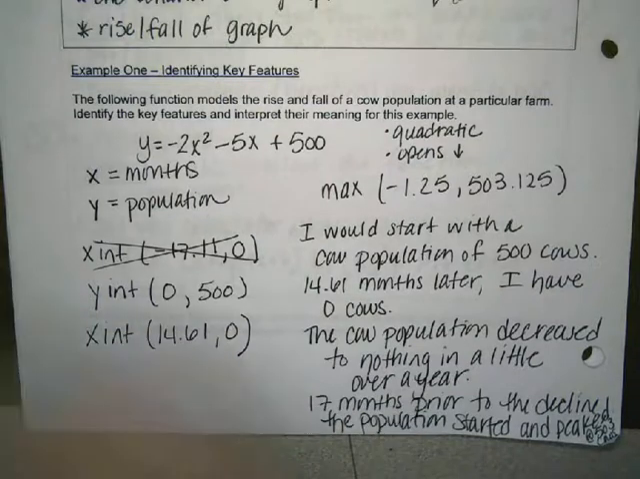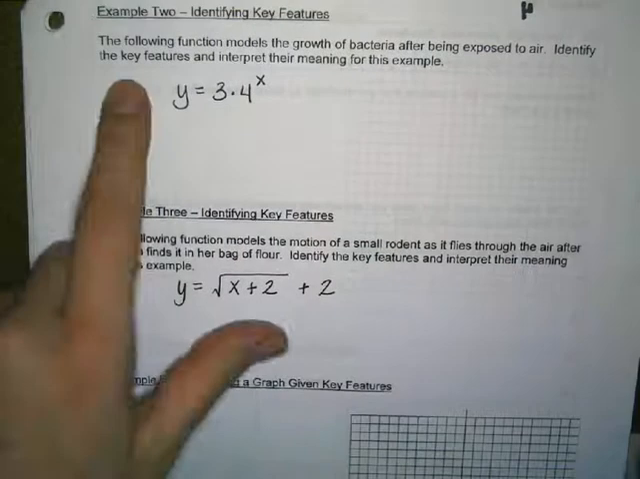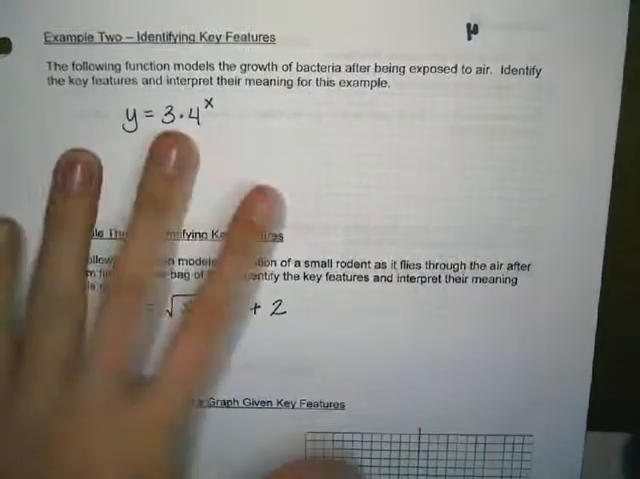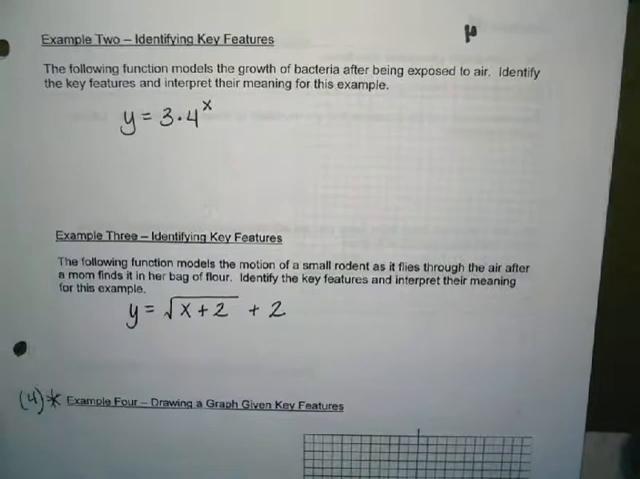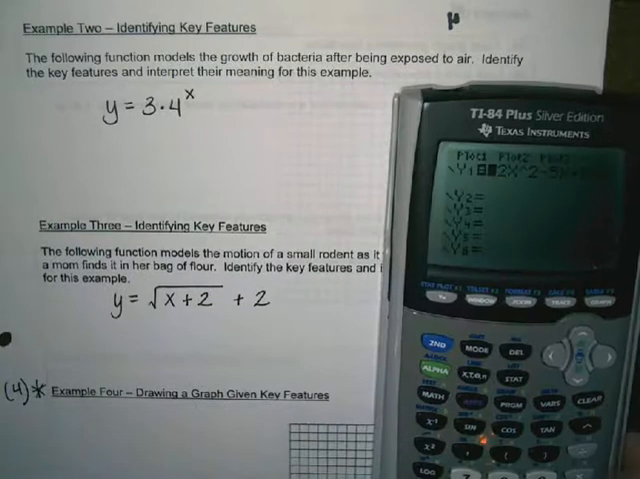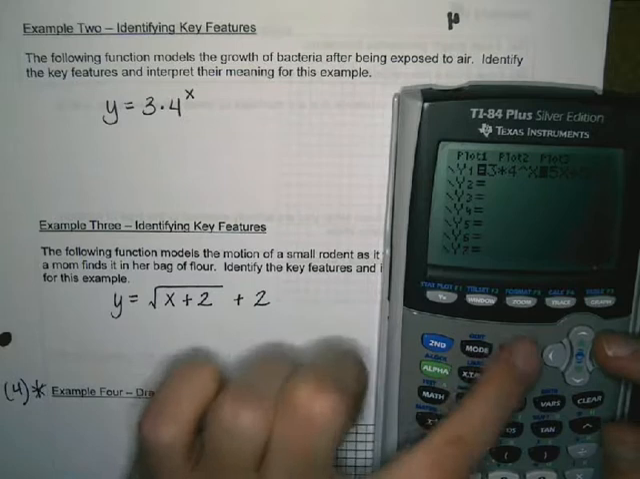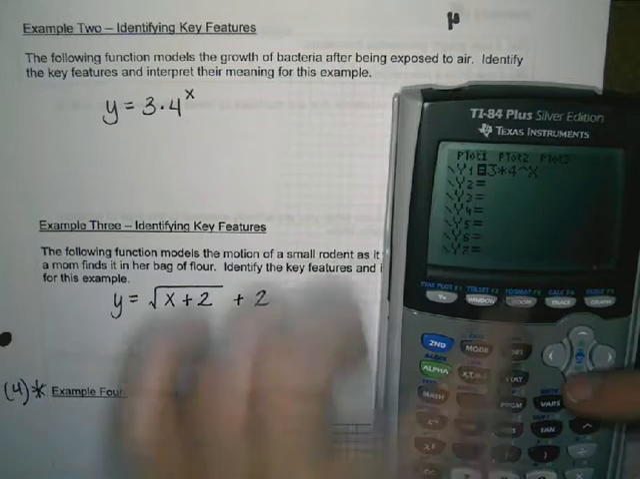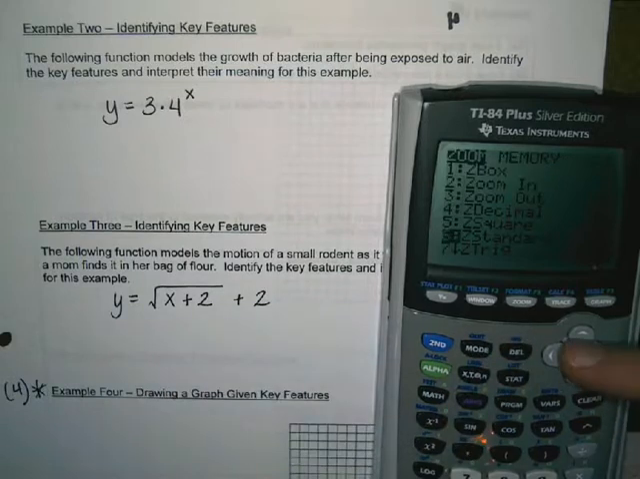Okay, let's start at example 2. Go ahead and flip. For example 2, we're going to go ahead and graph. This following function models the growth of bacteria after being exposed to air. Identify the key features and interpret their meaning in this example. So let's go back to y equals. We're going to do 3 times 4 to the x. Okay, I'm going to go back to a standard window here.